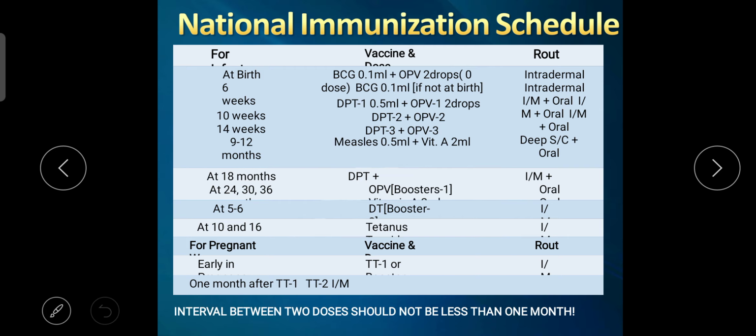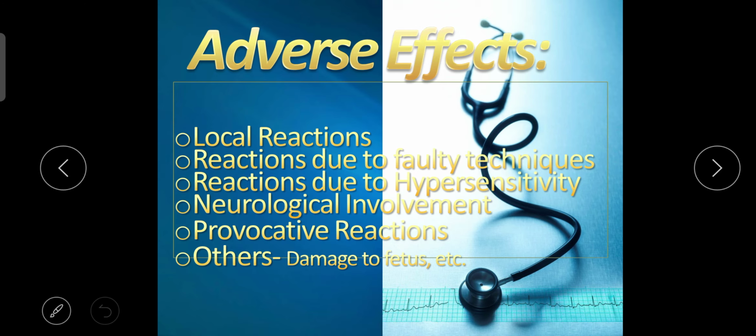Next we are going to study the adverse effects of vaccine. So there is a chance of local reaction due to faulty techniques, reaction due to hypersensitivity, neurological involvement, provocative reaction and other damage, like if the mother is pregnant it can damage the fetus also.